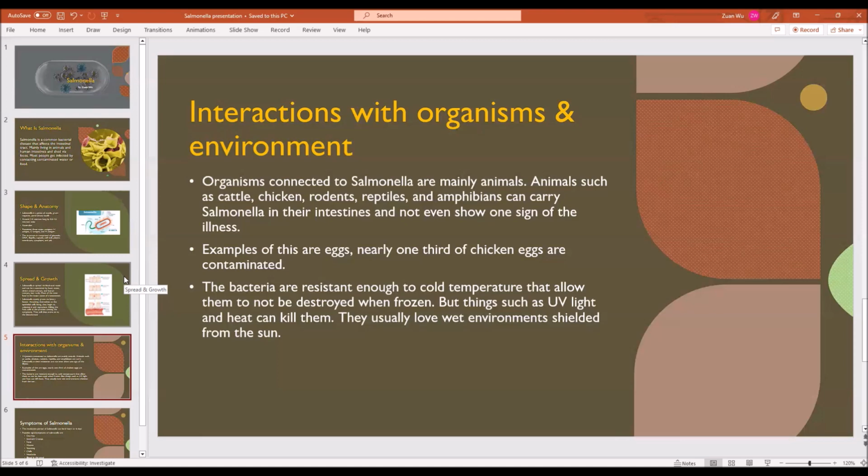So, environments. Salmonella are resistant enough to cold temperatures that they are not destroyed when frozen, but things such as UV light and heat can kill them. So they usually love wet environments that are shielded from the sun.